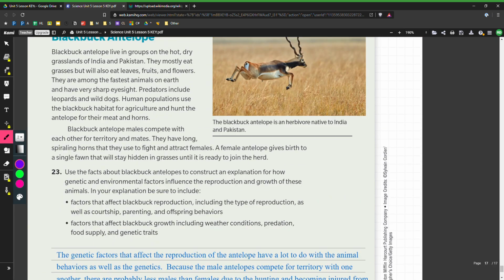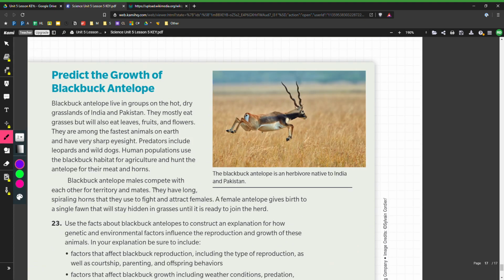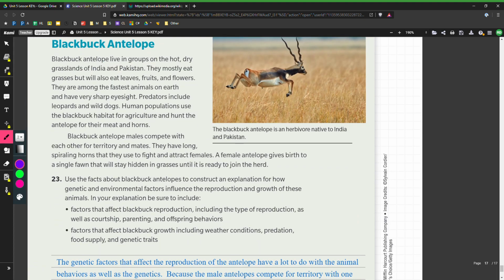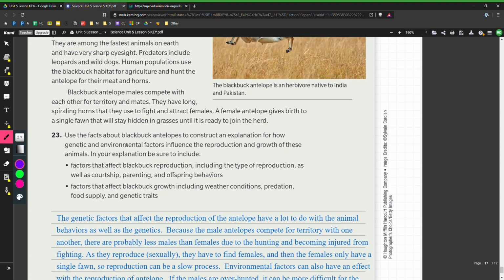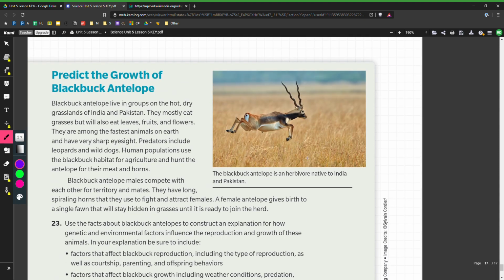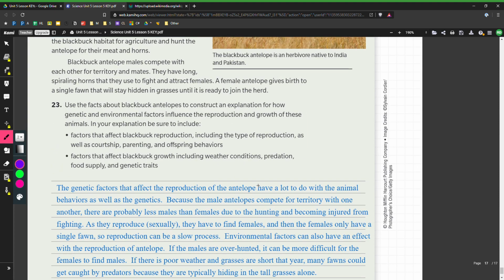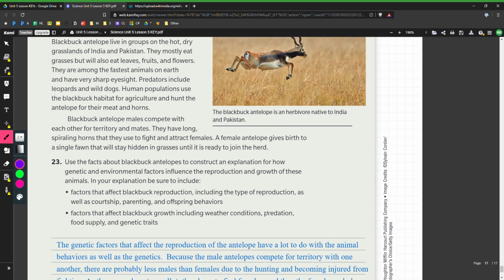Okay, last thing for this lesson is the antelope. It talks about what they eat, what their predators are, and finally the whole question is just to use facts about the antelope to explain genetic and environmental factors that influence the production of the animals. So there's lots of things that affect the reproduction. You're kind of wrapping it all together.